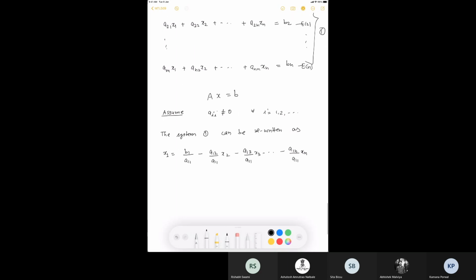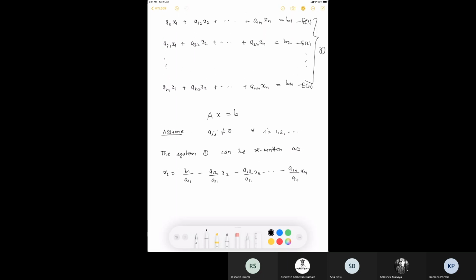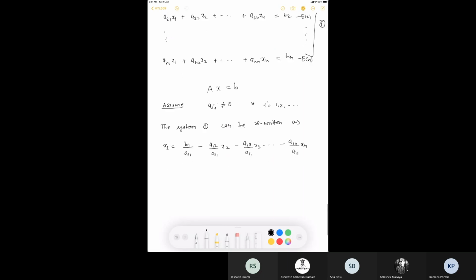Okay, now from the second equation, I'm going to solve for X2. So I will have X2 as B2 divided by A22 minus A21 divided by A22 times X1 minus A23 divided by A22 X3, and this will go up to minus A2n divided by A22 into Xn.